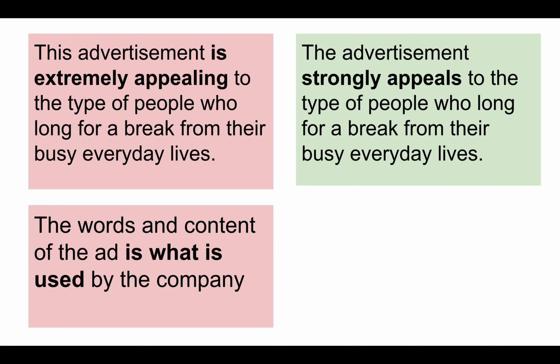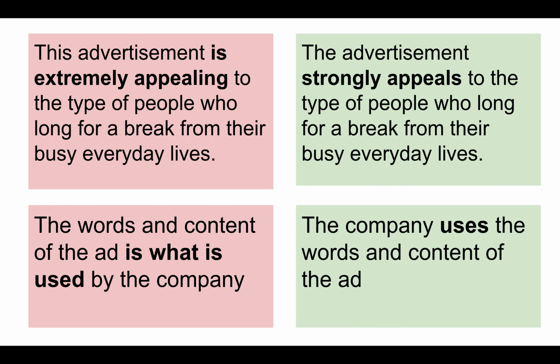The words and content of the ad is what is used by the company. I hope you can hear the wordiness there, is what is used. It's very choppy because those are all quite empty and short words, and that's where we get a sense of choppiness in the writing instead of a sense of nice flow. So in this case, we want to ask, well, who is doing the using, right? Who is doing the using? Well, it's the company. So if we can get the company out front, the company uses the words and content of the ad. That's a much stronger, much easier to understand, much more concise construction there.